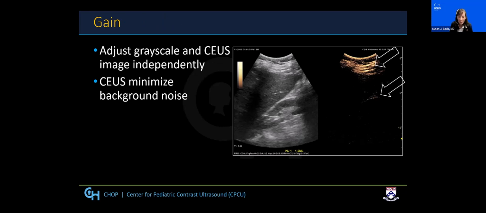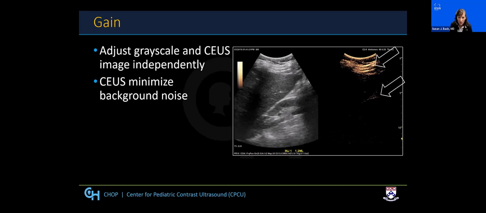The gain we're going to adjust similar to how we would within grayscale imaging, but most vendors allow the imager to independently adjust the gain of the contrast display versus the grayscale reference image. And so you want to turn the gain down until it's just above the background noise. And so you see on this contrast only image, this is prior to contrast administration, that we are able to subtract out most of the signal.